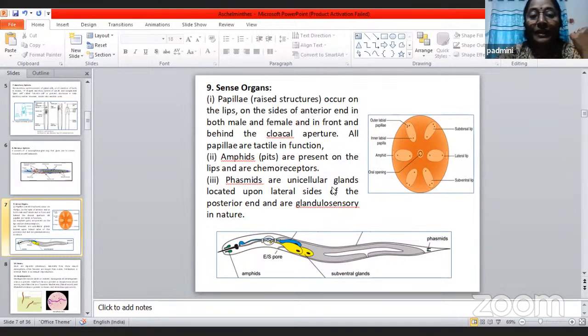Phasmids are unicellular glands, that is single-celled glands, located on the lateral sides of the posterior end, and they are glandulosensory in nature. So they are also sensory in nature. They also secrete some secretions. And where are they present? They are present on the lateral side. If this is the worm, on either side, this is the lateral side. They are present on the lateral side of the roundworms. So those are the sensory organs.